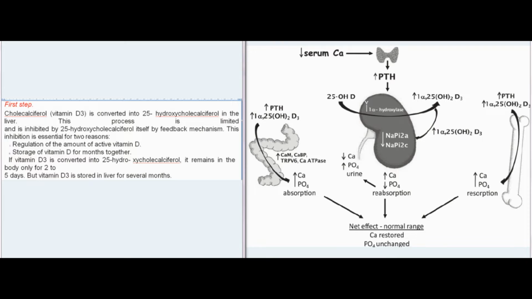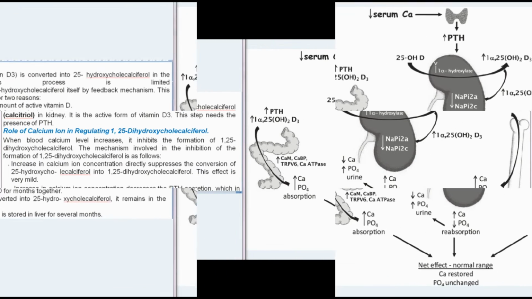This inhibition is essential for two reasons: regulation of the amount of active vitamin D, and storage of vitamin D for months together. If vitamin D3 is converted into 25-hydroxycholecalciferol, it remains in the body only for 2 to 5 days. But vitamin D3 is stored in liver for several months.